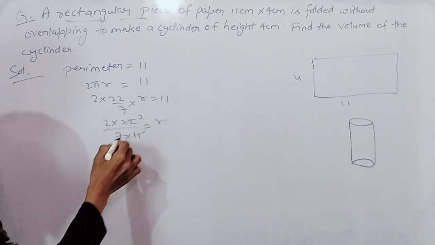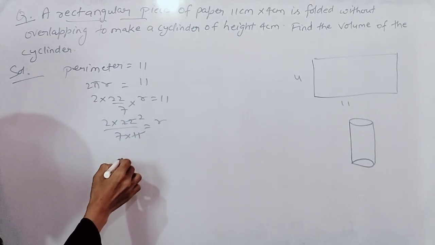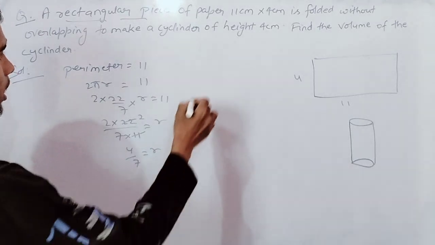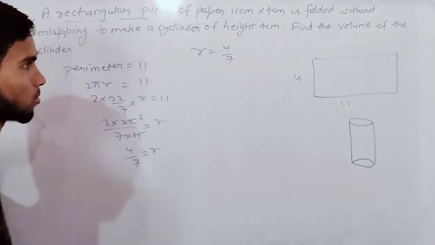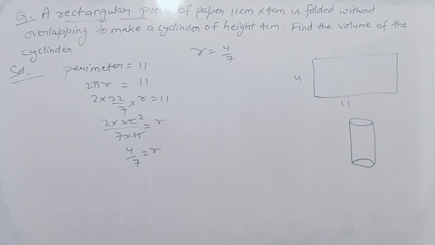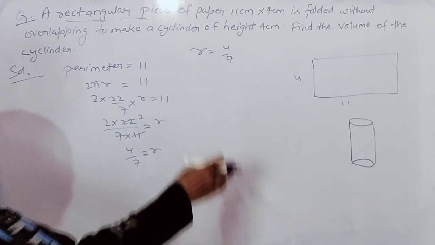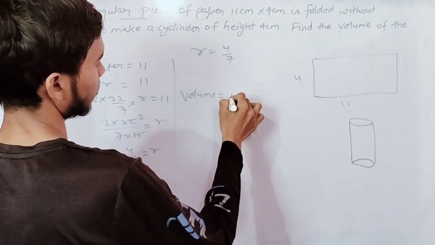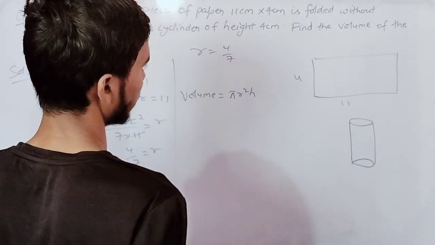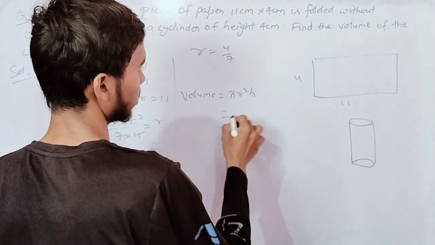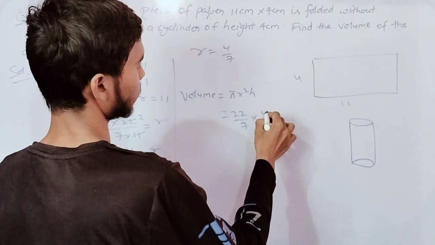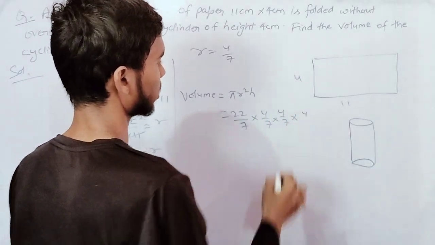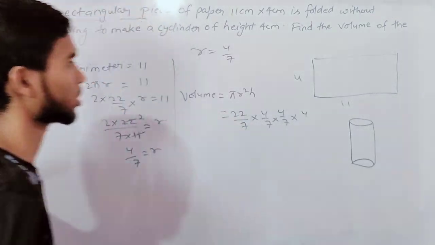So 2 multiplied by 22, 7 multiplied by 11 is equal to r. 11 2s are 22, so r is 7 upon 4. If this is r, then the volume would be pi r square h. 22 upon 7, r is 7 upon 4 multiplied by 7 upon 4, h is 4.